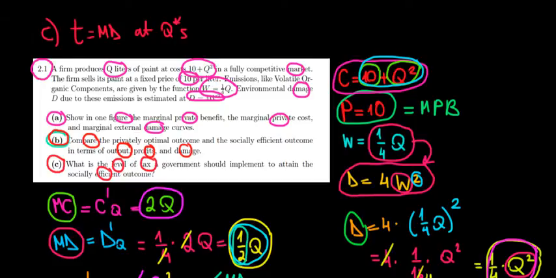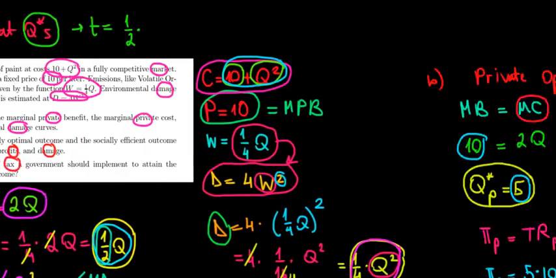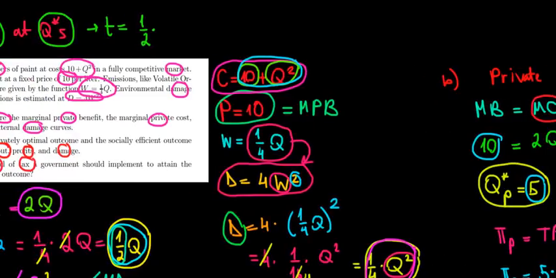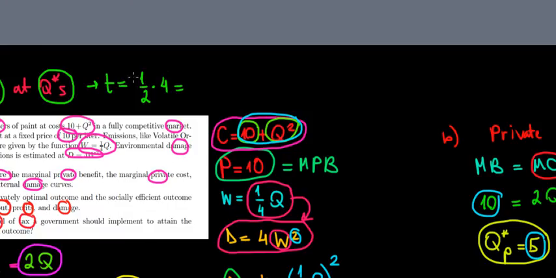Now, the marginal damage is itself a function of the quantity. That's 1/2 times the quantity. So the tax that we would charge would be 1/2 multiplied with the quantity at the social efficient level. And we saw in the previous video that the social efficient level would equal 4 units. So the tax would be 1/2 times 4, and that would give us a tax of $2 per unit.